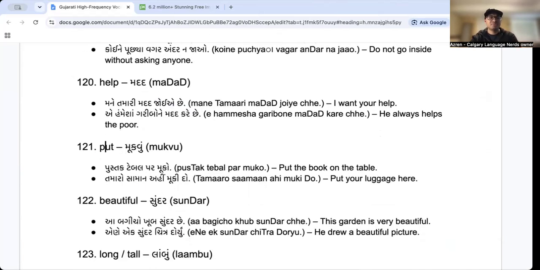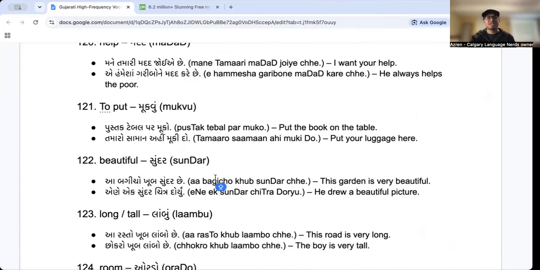To put is a verb. So to put is mukvu. Pustak table par muko. Put the book on the table. Tamaro saman ahi muki do. Muki do, by the way, is pretty much the same as just muko. Muki do, muko, same thing. Muki do is just more of a compound verb. It combines mukvu and devu.